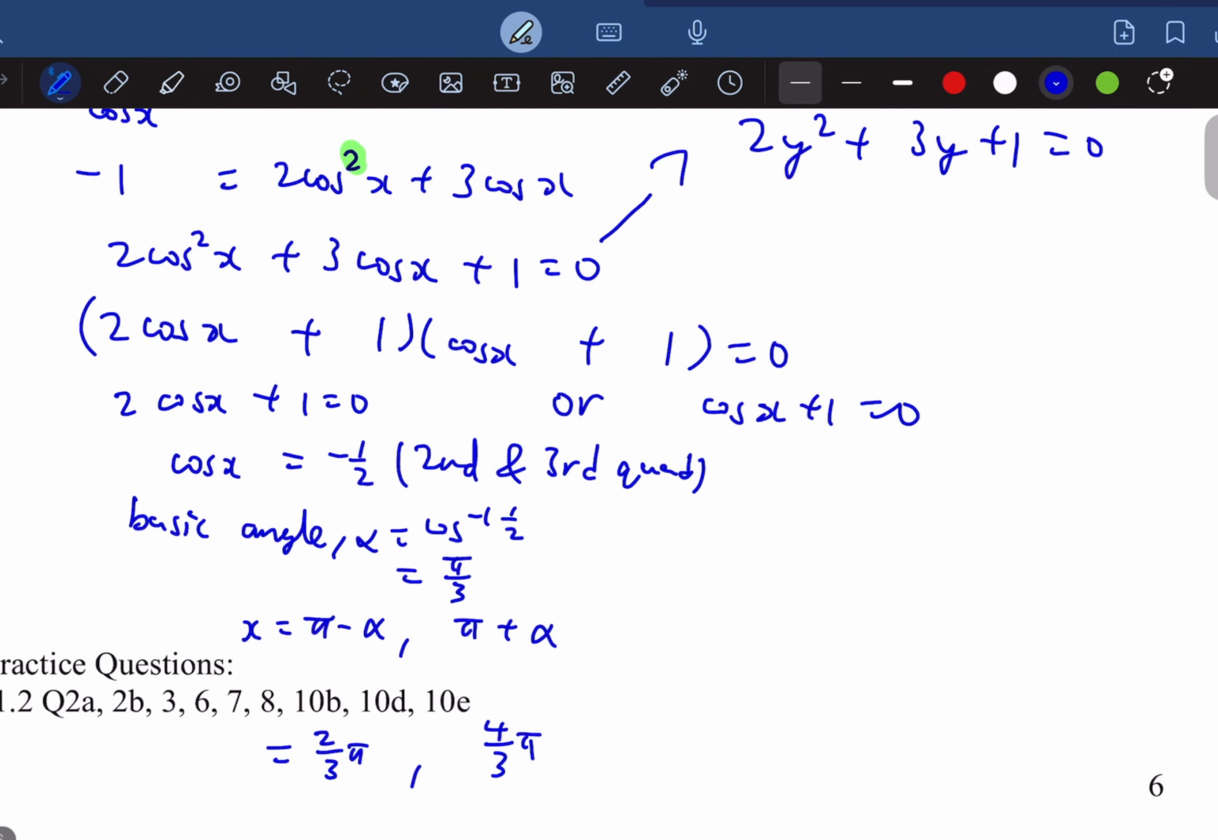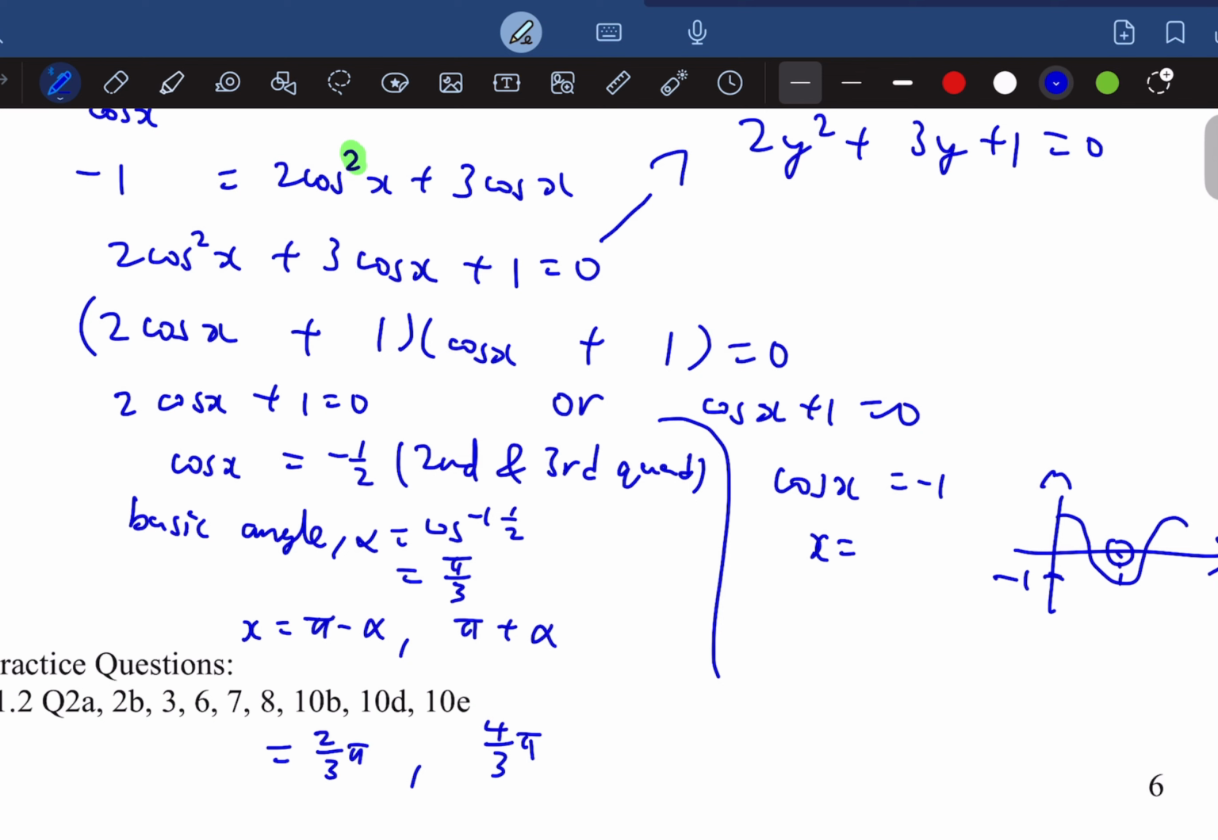Okay, then cosine this part, okay, cosine x equals -1, so -1, 0, 1, we have to use a cosine graph. So for this cosine graph is like that, it's -1, so this is the angle. So my x equals to pi, and we are done.